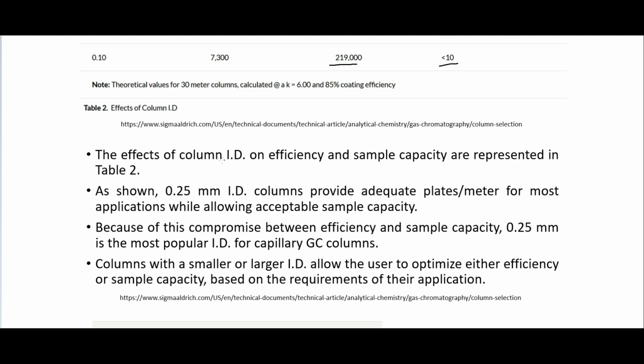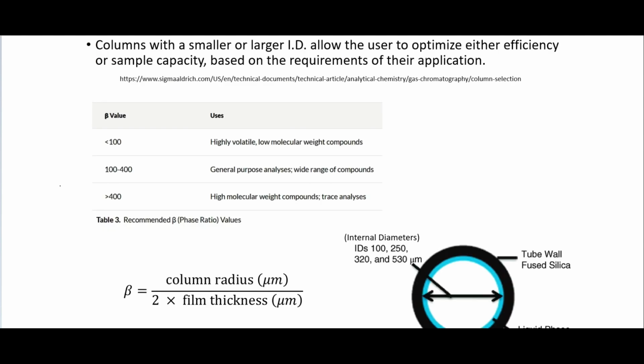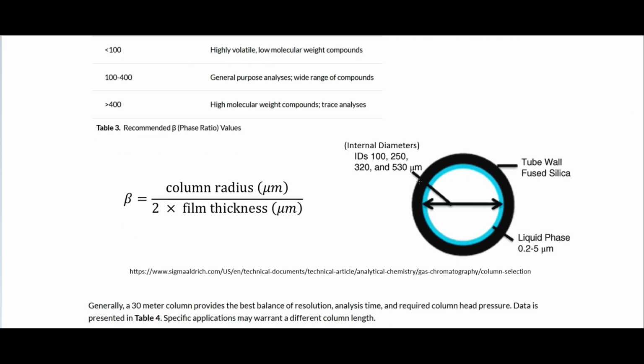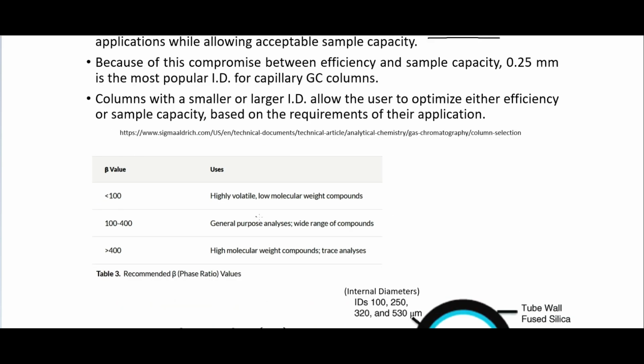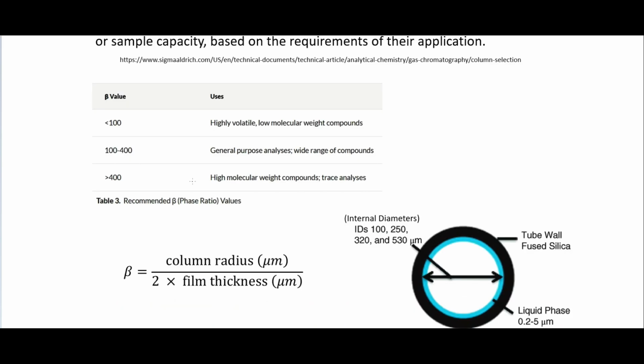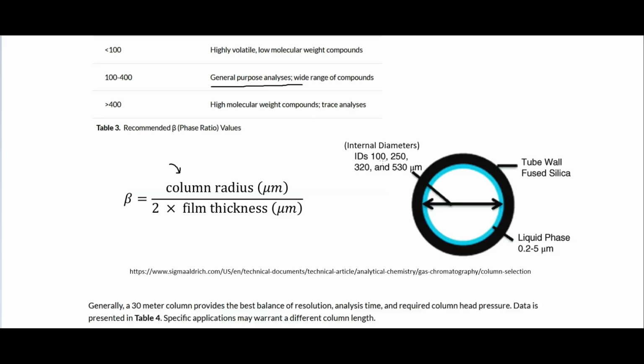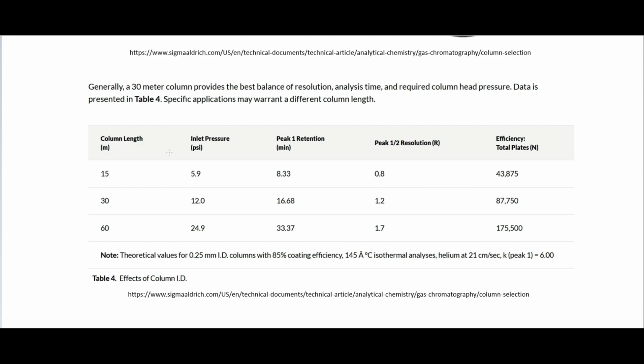Like I said, the efficiencies of the internal diameter and sample size are represented in this table here. Here we can look at what's called the phase ratio. It's just the ratio of the internal diameter to the film thickness, and that's something else we want to take into consideration. It's just calculated like this. For general purposes, we usually want a 100 to 400 ratio of the column radius to the film thickness.